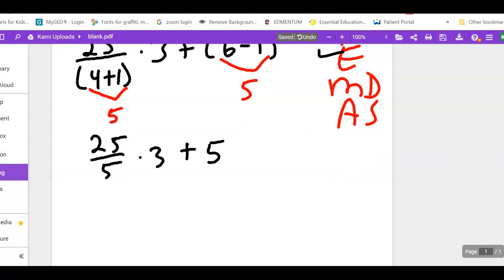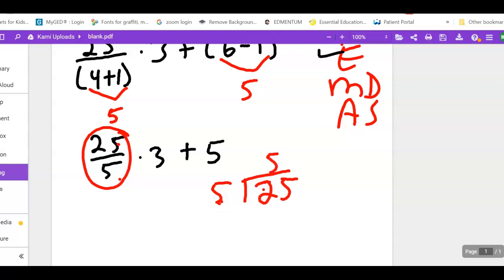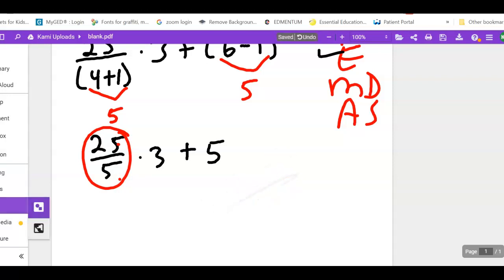Well, remember what I said about fractions? Fractions mean division. So that is 25 divided by 5. Basically, when we look at fractions as division, it's this: bottom number outside of the house, top number inside of the house. You know that 5 goes into 25 5 times. So that's what this is going to equal. This will give me 5.